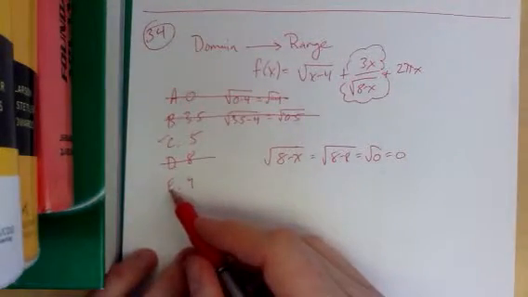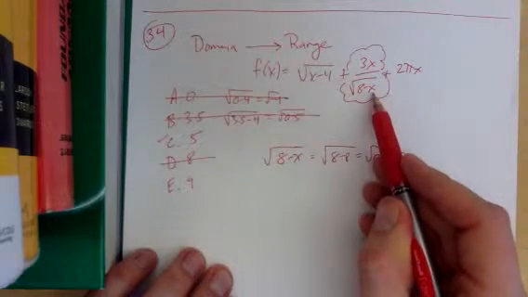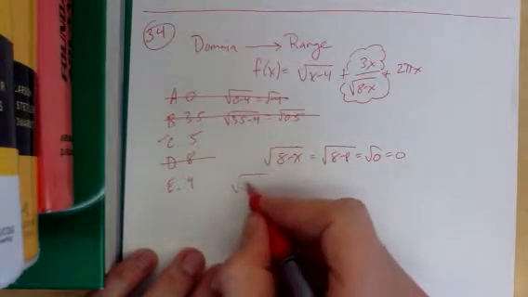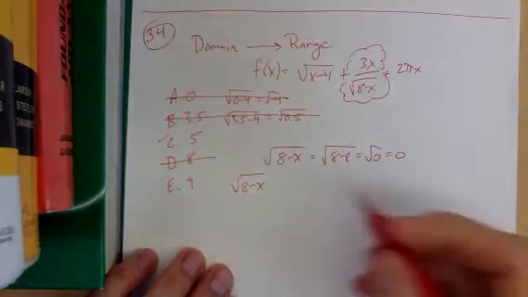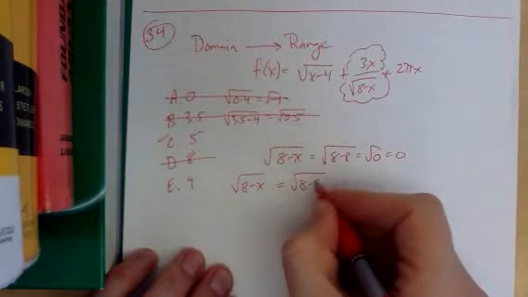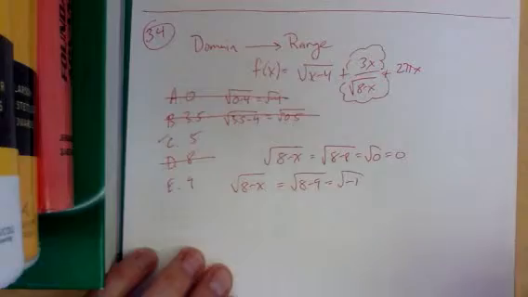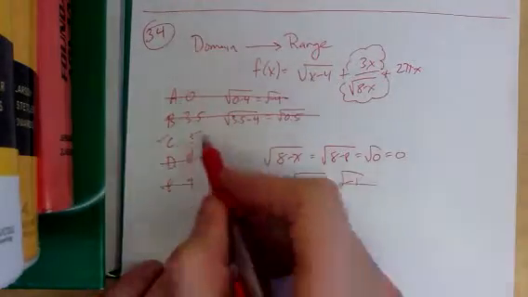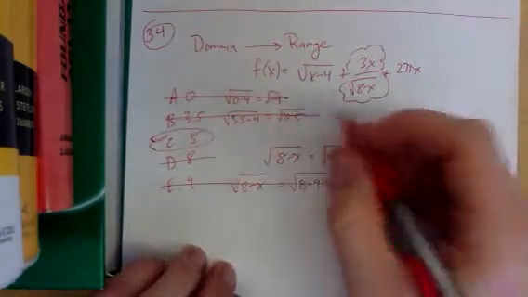Choice E, the denominator of that same expression we were just speaking about, the square root of 8 minus x. If x is 9, that's 8 minus 9, which is the square root of negative 1, which is also non-real. So choice C is the answer.